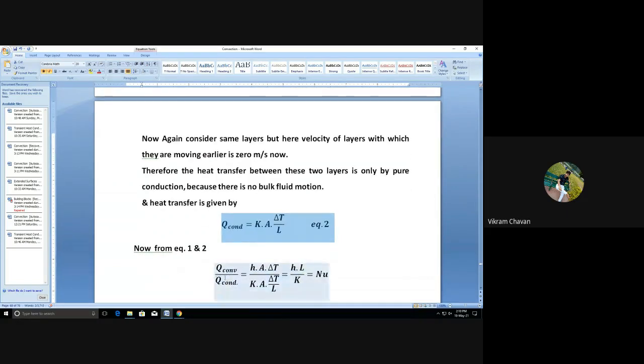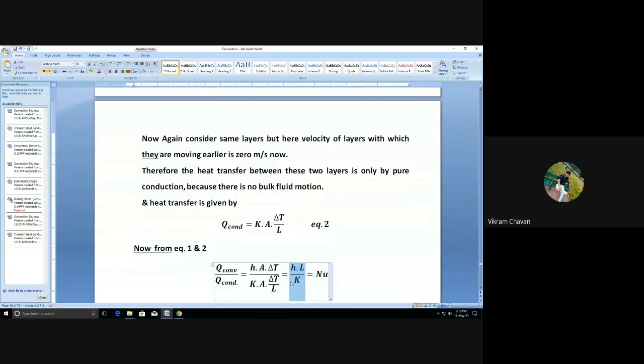If you take the ratio of the first equation to the second equation, that is Q convection to Q conduction, heat transfer rate by convection divided by heat transfer rate by conduction, you will get H multiplied by A multiplied by delta T divided by K multiplied by A multiplied by delta T divided by L. So delta T will be cancelled, L will move to the numerator side, and we will get HL divided by K, where H is the heat transfer coefficient, L is the characteristic length or hydraulic diameter, and K is the thermal conductivity.